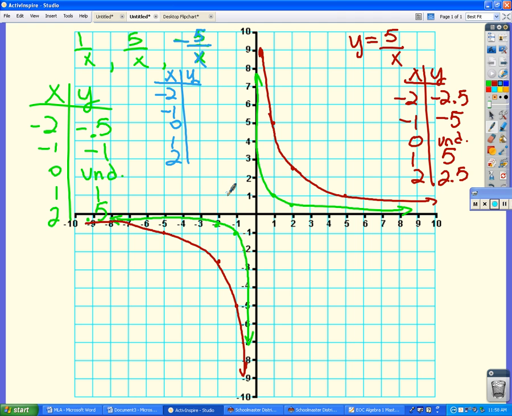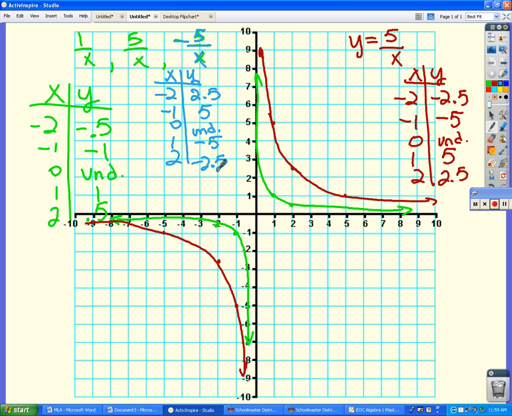2.5. If I go -5 divided by -1, I get 5. This again is going to be undefined. -5 divided by 1 is -5. And then -5 divided by 2 is -2.5. So can you see by looking at the table what's true about these answers compared to these answers? They're the same but opposite. They've been flipped. And the same thing is going to be true of the graphs.